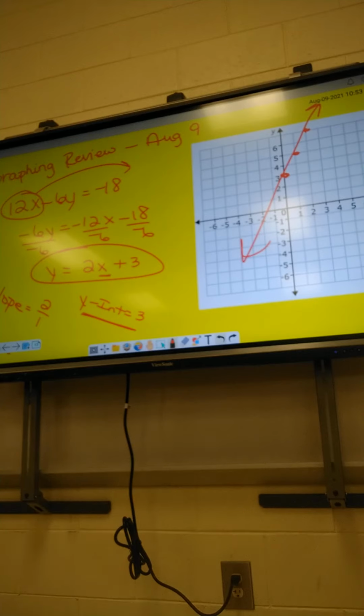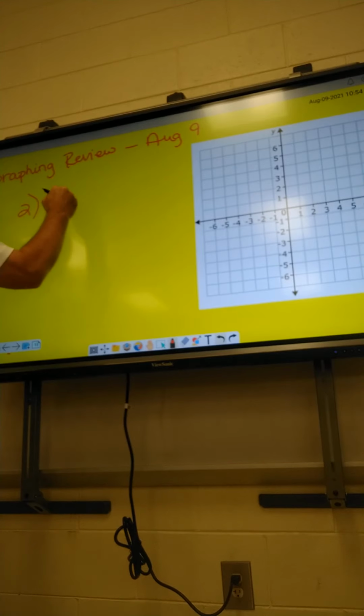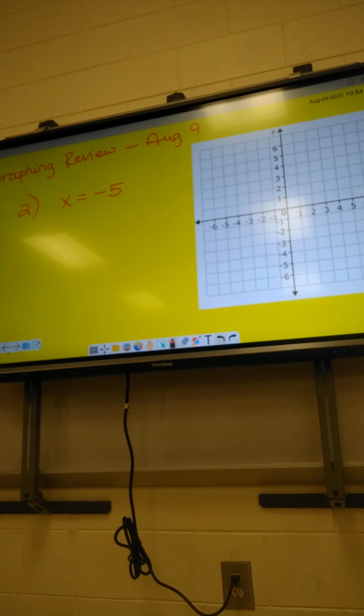All right, it says x equals negative 5. This one's going to be an easy one. This one is missing something. What is this equation? It's missing the y. So we can't do rise over run on this one. All we can do on this one, since it's missing the y, y'all just go to negative 5 on the x-axis and put a point for me.